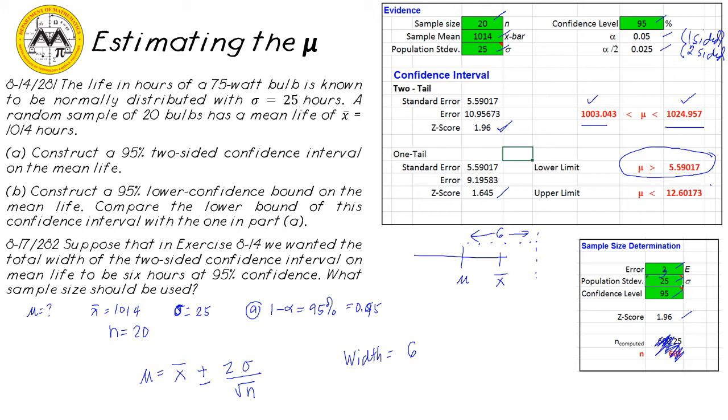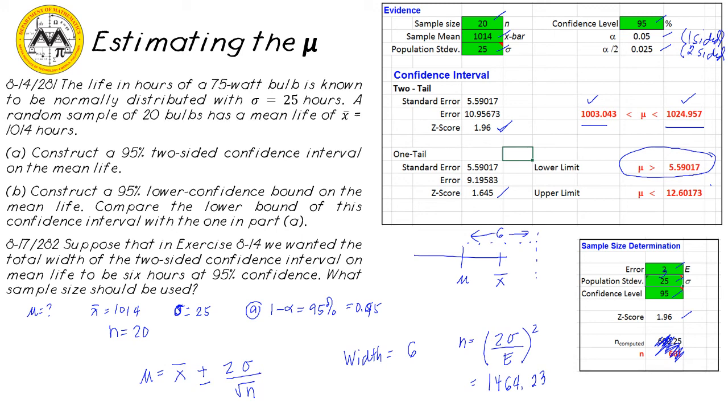So from the formula, n is equal to z sigma over e quantity squared. So it would be 3 times 25 over 1.96 squared is 1464.23.